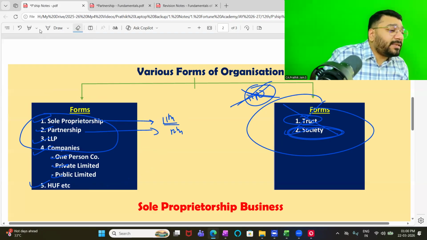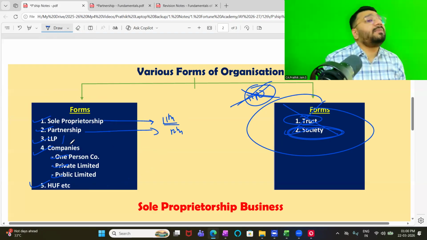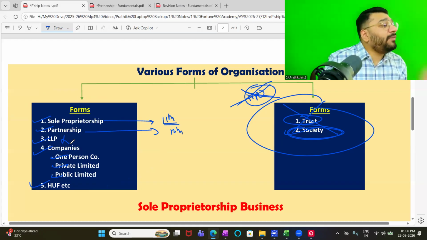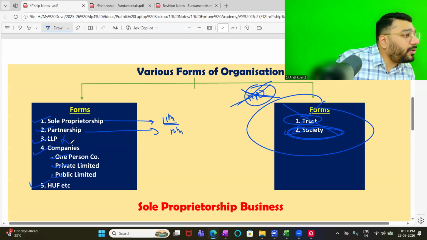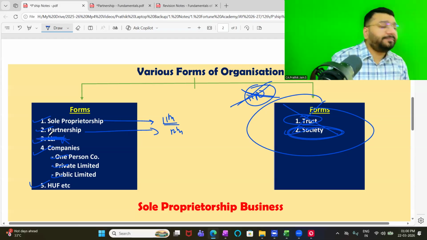Sir, what about LLP, sir? LLP accounting is similar to partnership, but you don't have this in your syllabus. You don't have accounting for LLP in your syllabus in 12th standard. It is in CA Foundation. Got it, not got it? Okay. So this, I'll strike it.